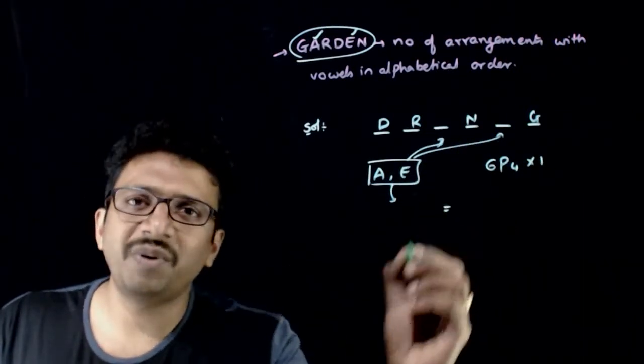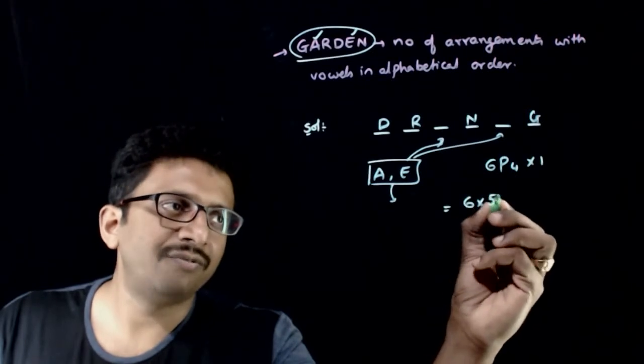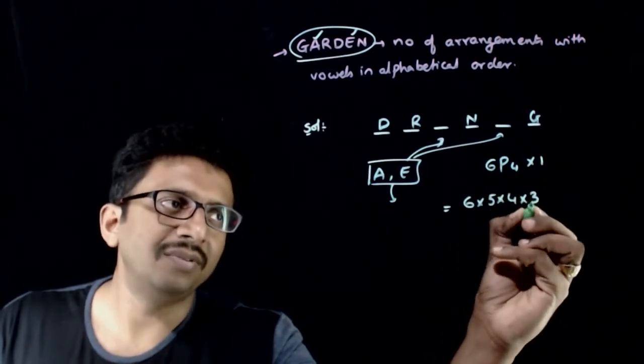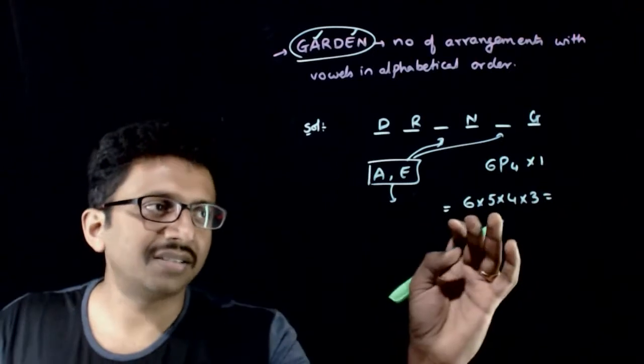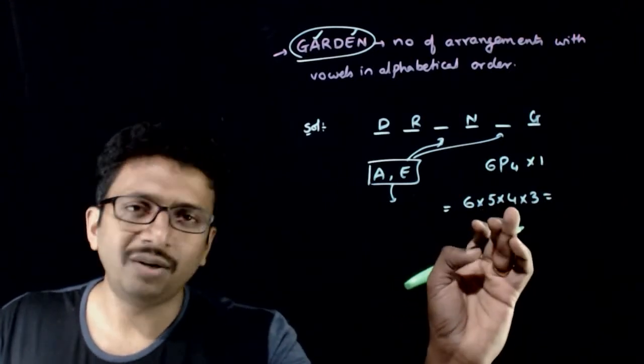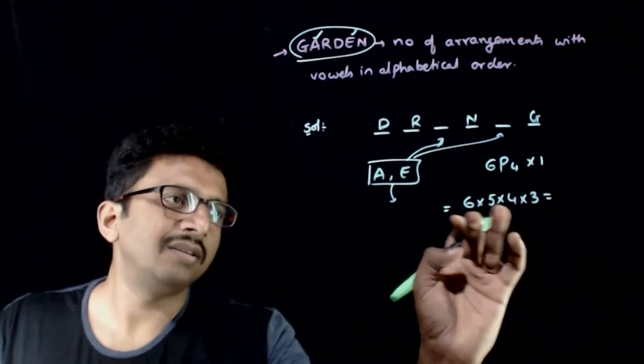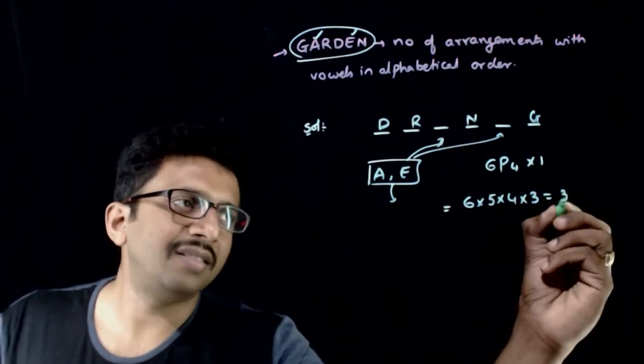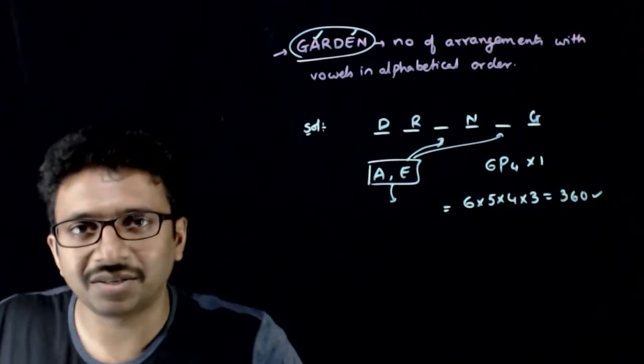So the answer is 6P4. That is 6 into 5 into 4 into 3. That is 30 into 4, 120 into 3. You have 360 ways. So that's the answer to this question.